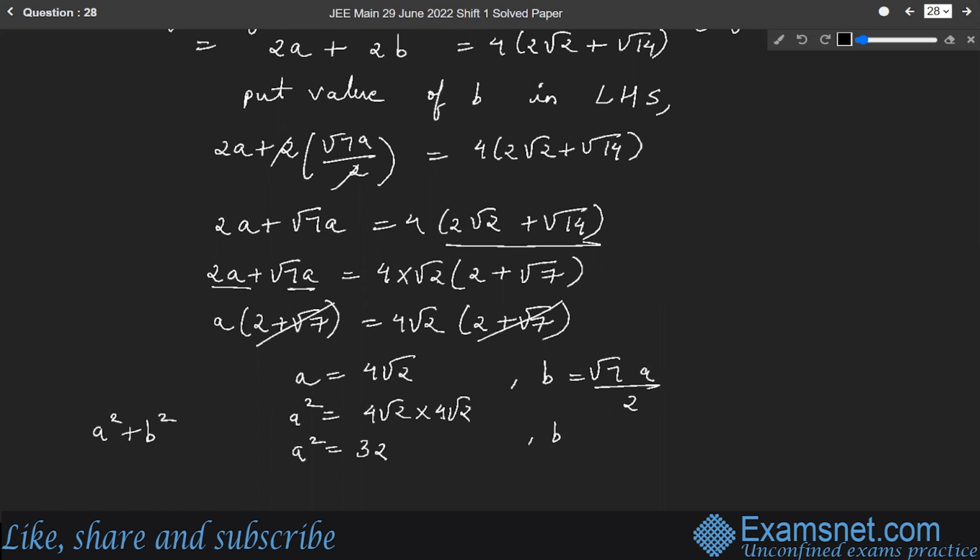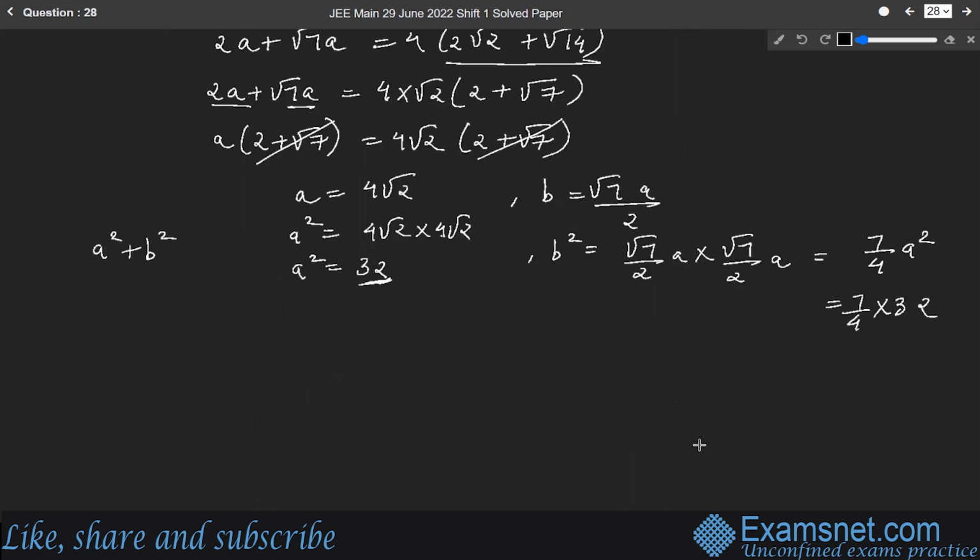Now calculating b square. b square will be root 7 upon 2a into root 7 upon 2a. So what will be the value of b square? It will be 7 by 4a square. And we know that we have the value for a square. What is a square? a square is 32. So b square will be equal to 7 by 4 into 32. 4 and 32 will be cancelled. 7 into 8 is 56. So the value of b square is 56, right?